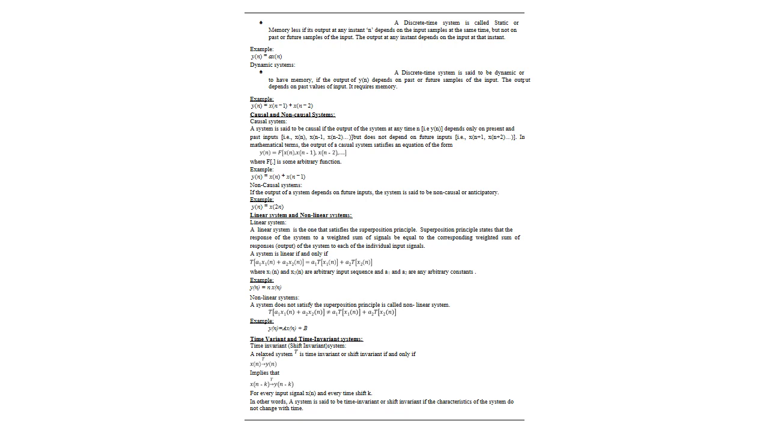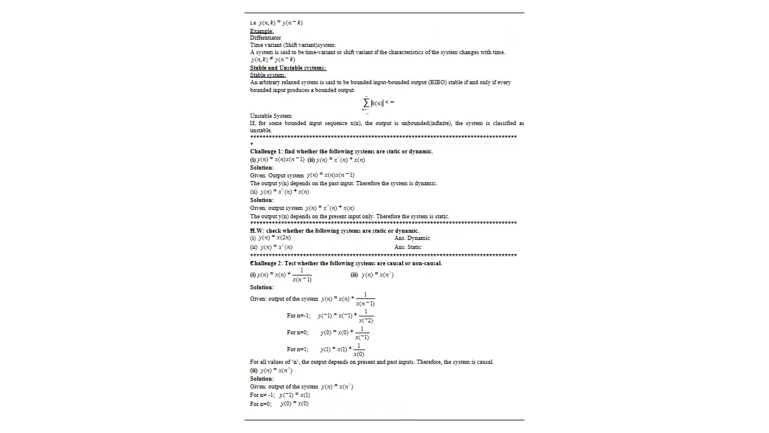Next is the time variant and time invariant system. A relaxed system T is time invariant or shift invariant if and only if x of n going through T gives y of n implies that x of n minus k going through T gives y of n minus k, for every input signal x of n and every time shift k. In other words, the system is said to be time invariant or shift invariant. That is, y of n comma k is equal to y of n minus k. For example, a differentiator.